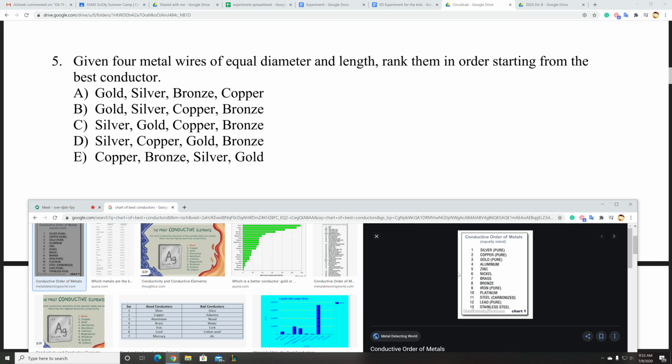So if you look at this, this is exactly what you're supposed to get. Silver is the most conductive. That's something you should understand. But copper's right in there. Gold, I don't know why it's used.